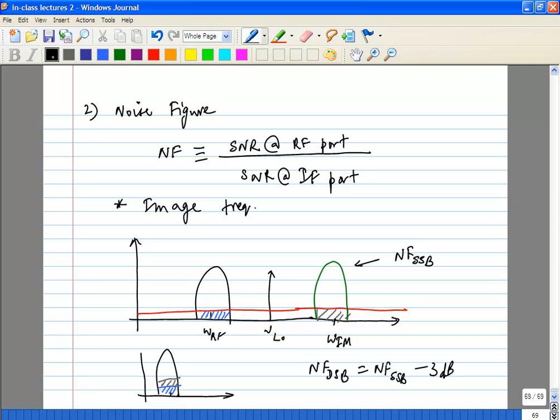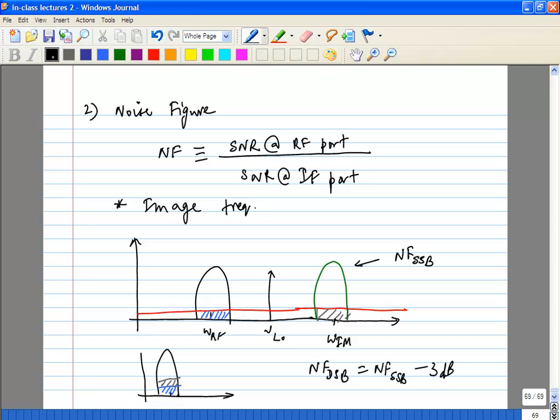You'll have to check, because there are people who quote DSB noise figures. The whole point is, in both cases, SSB or DSB measurement, you have the noise from the image and RF frequencies coming down to IF, to the same frequency band. The noise is additive in both cases. The question is whether the signal is additive or not.